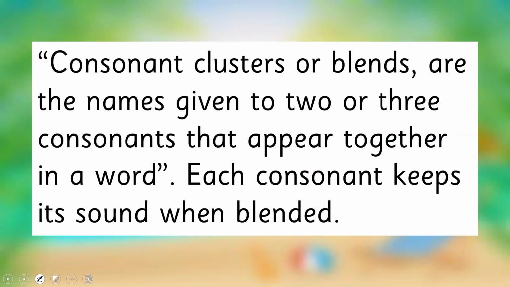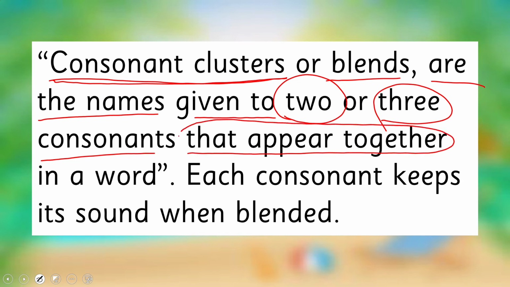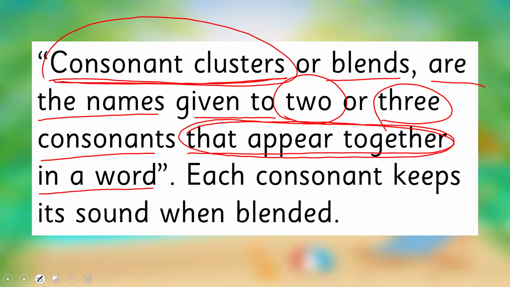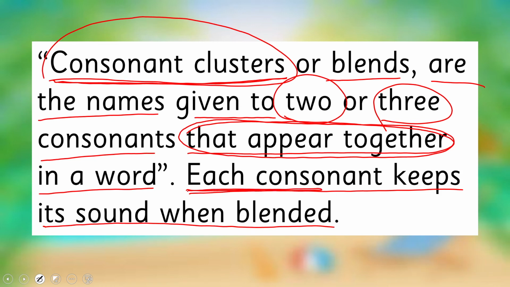So when there are 2 consonants together, it's called a consonant cluster. So consonant clusters or blends are the names given to 2 or 3 consonants that appear together. This is a must. 2 or 3 consonants that appear together in a word are known as a consonant cluster. Now, how to pronounce it? Each consonant keeps its sound when blended. Okay, so we'll pronounce each sound in this cluster.